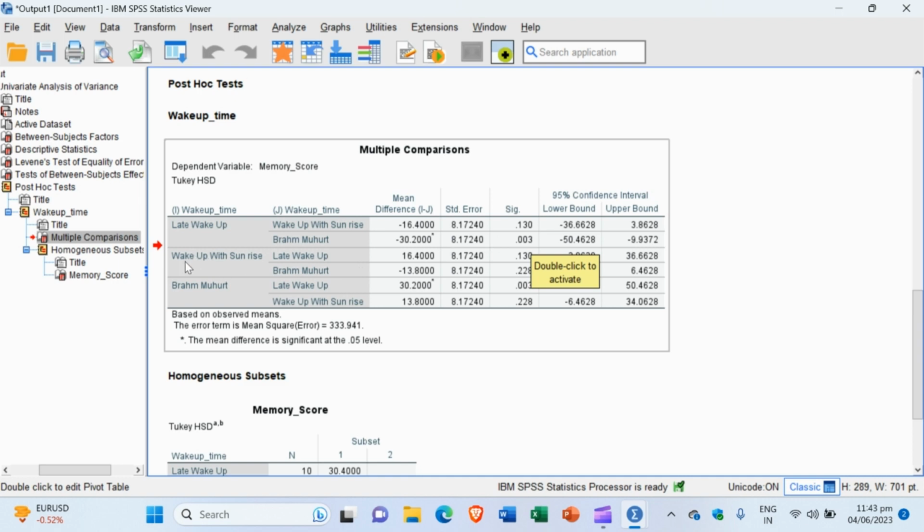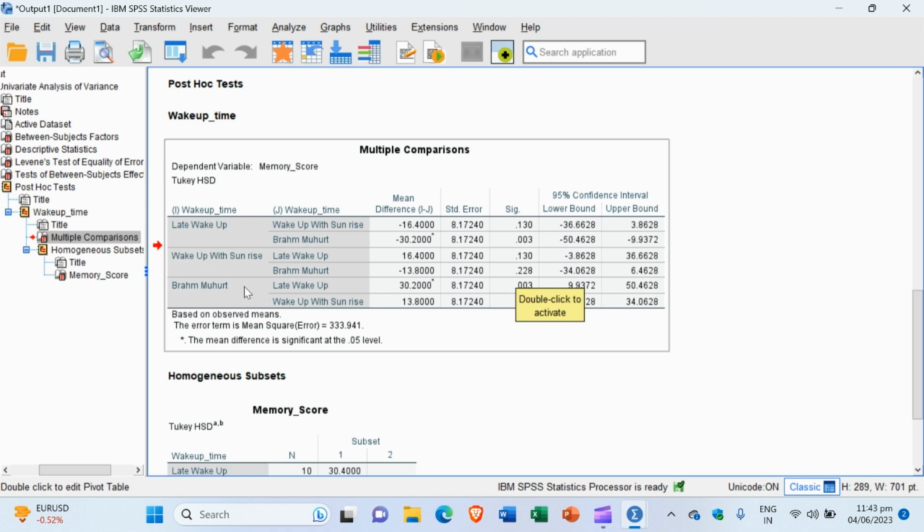And similarly, we can see the students who wake up with sunrise and the students who wake up late, and for this the significance was found 0.13, which is greater than 0.05. So the null hypothesis is accepted, which means there is no significant difference between these two groups. And also the wake up with sunrise and the other group, that is Brahma Muhurt wake up, for this the significance level is 0.22, hence the null hypothesis is accepted. So there is no difference.